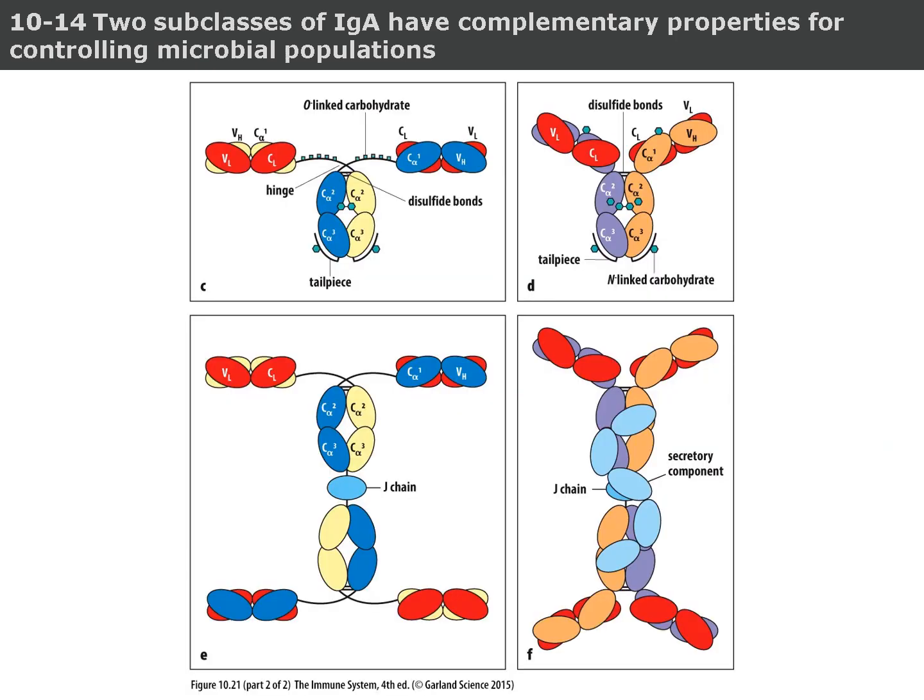Let's now examine the structural diagrams that highlight the functional differences between IgA1 and IgA2. In panel C, we see the IgA1 structure. It features a longer hinge region with O-linked carbohydrate side chains. These enhance flexibility but increase susceptibility to proteolytic cleavage by bacterial enzymes. Panel D illustrates IgA2, which has a shorter hinge region and incorporates N-linked carbohydrate chains near its tailpiece, enhancing its resistance to enzymatic attack, especially in the gastrointestinal tract.